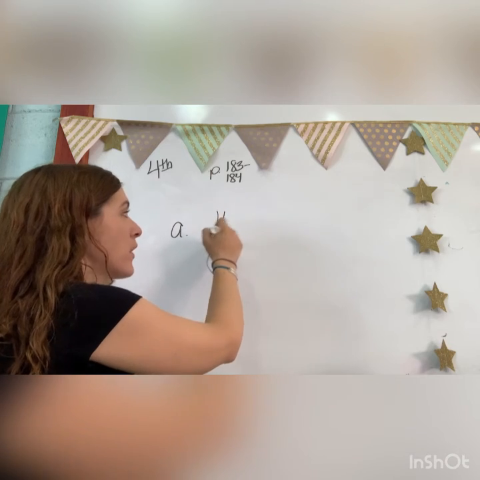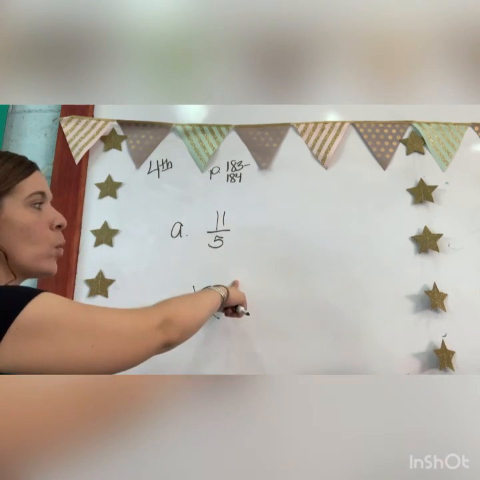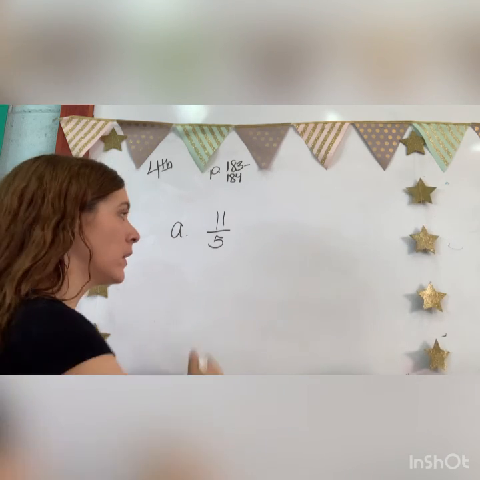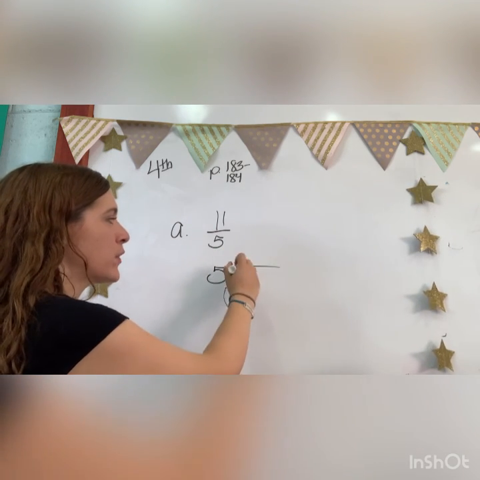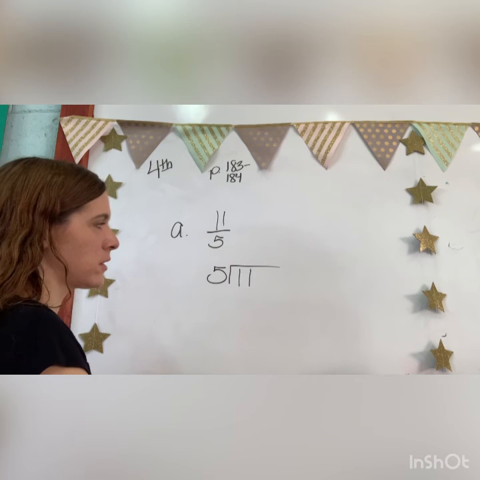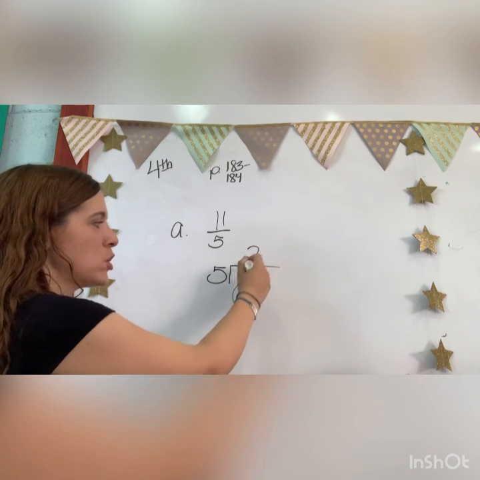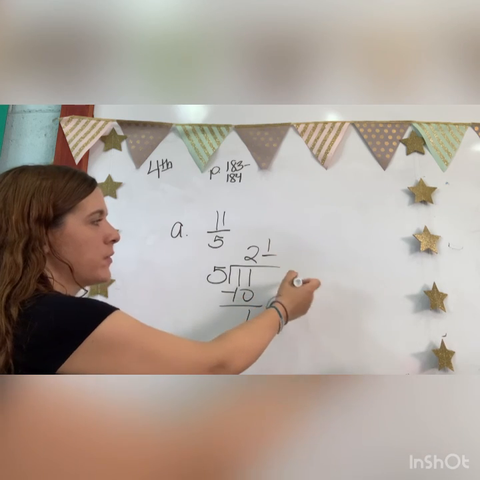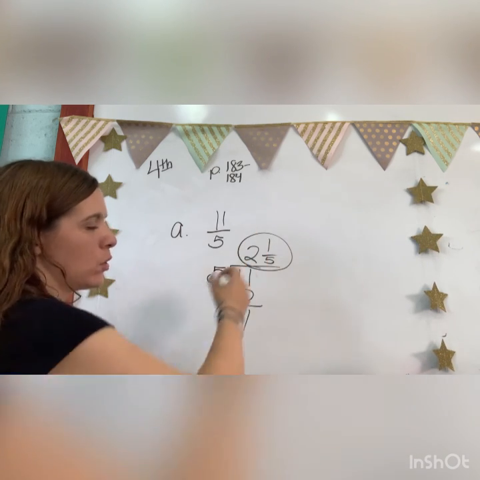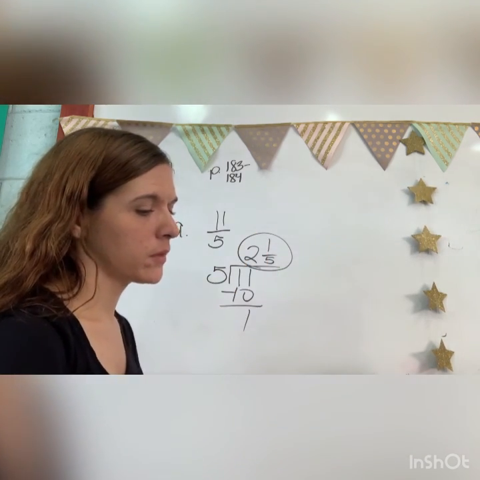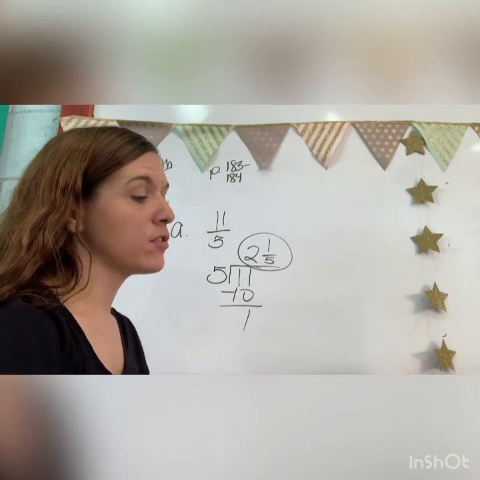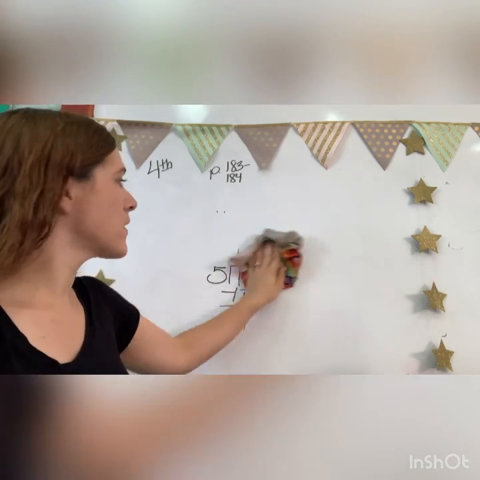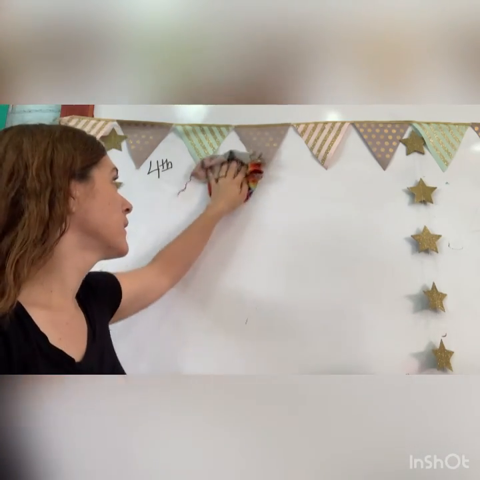11 over 5. Okay, when the numerator is bigger than the denominator, what do you do? Divide like this and put your remainder as a fraction. Good job. 5 into 11 is 2. That's 10. That's 1 over what, Fernanda? 5. Wahoo. Okay, and then don't do number 9. Cross it out, cross it out, cross it out, and then you'll be done for the day.